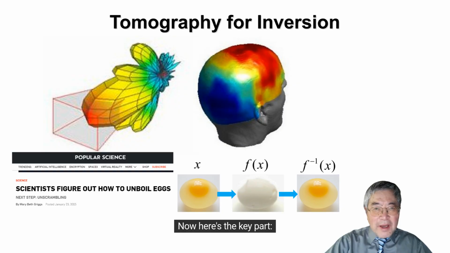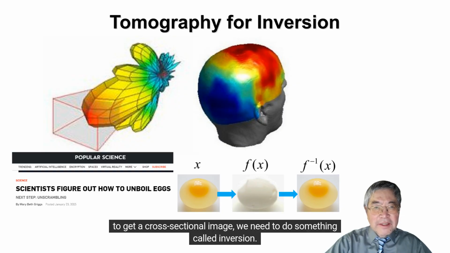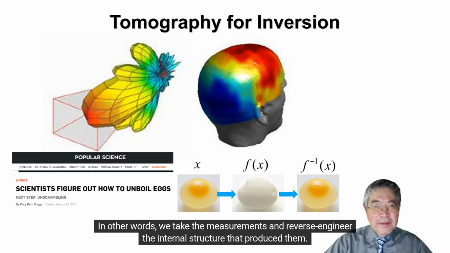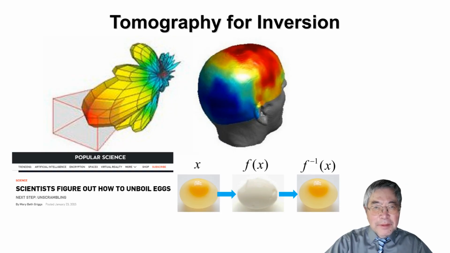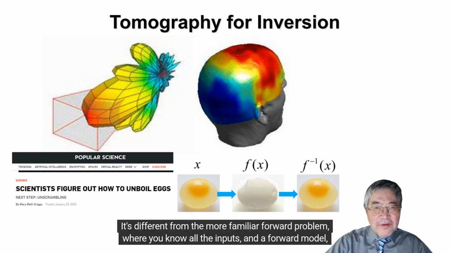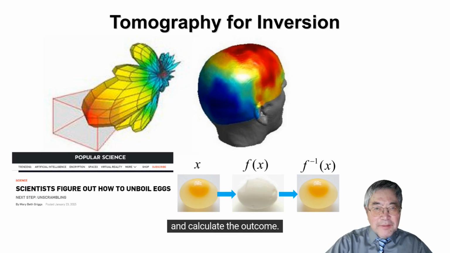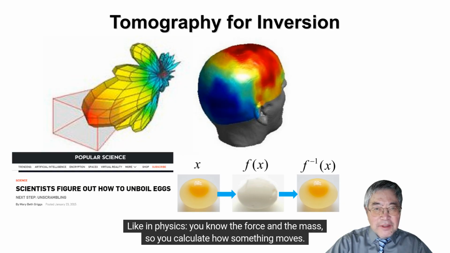Now here's the key part. To get a cross-sectional image, we need to do something called inversion. In other words, we take the measurements and reverse engineer the internal structure that produced them. This is an inverse problem. It's different from the more familiar forward problem, where you know all the inputs and a forward model and calculate the outcome. Like in physics, you know the force and the mass, so you calculate how something moves.